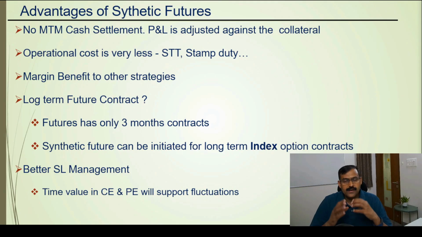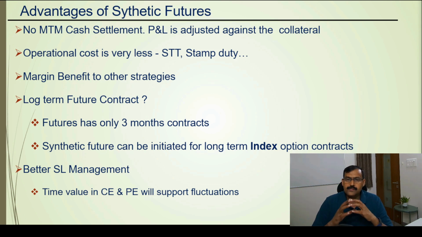Friends, coming to the advantages of the synthetic or the advanced synthetic future versus the normal future. The first one is the no MTM cash settlement. Your P&L will get adjusted to the collateral that you have in your account. This gives you a better flexibility to manage the cash in your account for any other trading purpose. The next biggest advantage of the synthetic future is that the operational cost is very low. The operational costs include STT, stamp duty, etc.